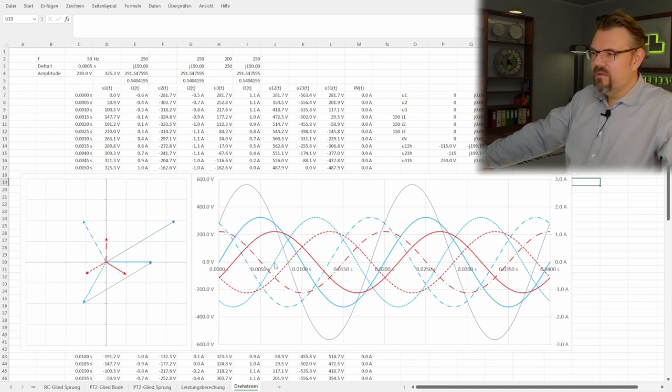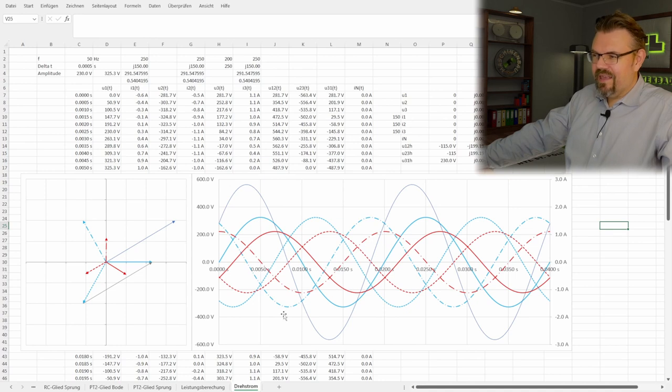Let's have a look here. Here U2 is 0. So U1 minus U2 must be U1. And indeed, here we have U1. So we are exactly at U1. Here U1 is 0, so we must be exactly at U2. And so on. So this is indeed how it looks like.